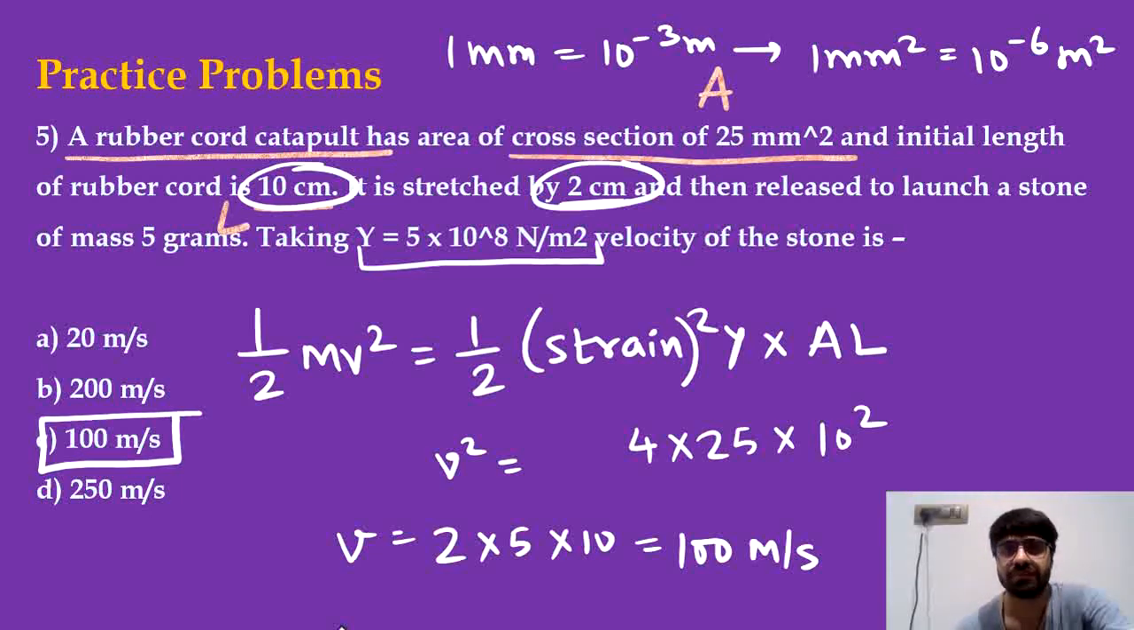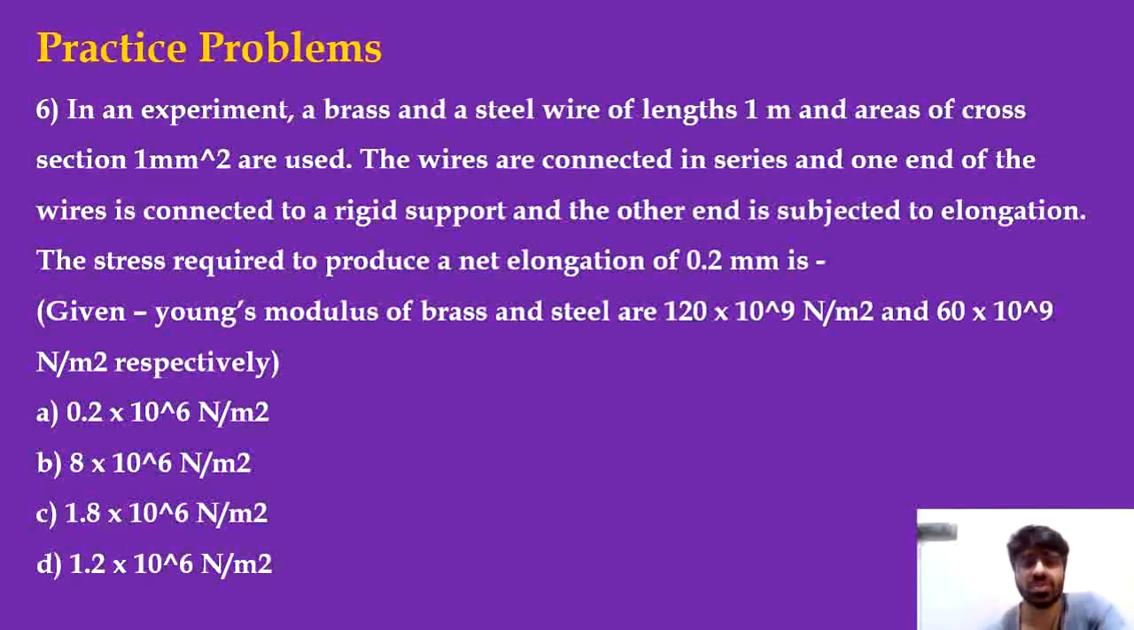Yet again a question from JEE Mains 2019. Looks like a massive question, but trust me, it's a very simple one. Just read it and you'll get the solution in a snap of fingers. In an experiment, you have a brass wire and a steel wire of length 1 meter, and the areas of cross section for both of them are 1 mm square. So that's the area of cross section. Both of them have a length equal to 1 meter.